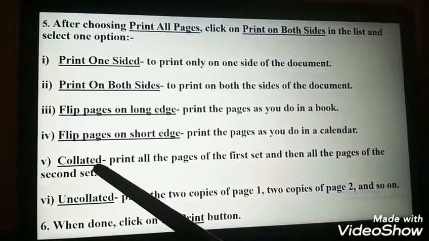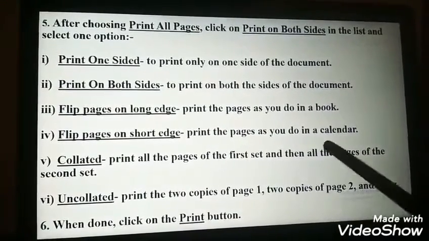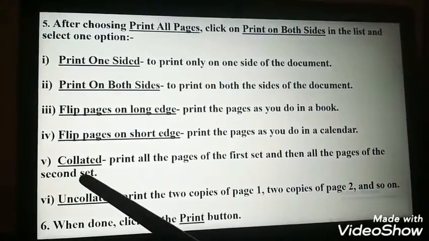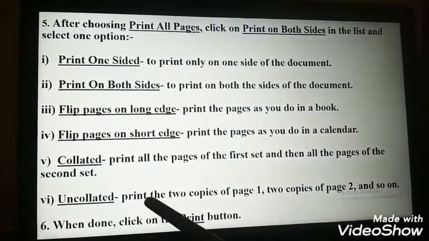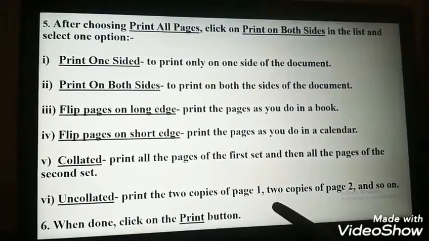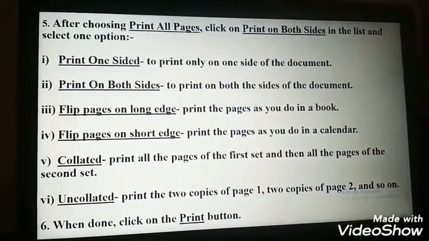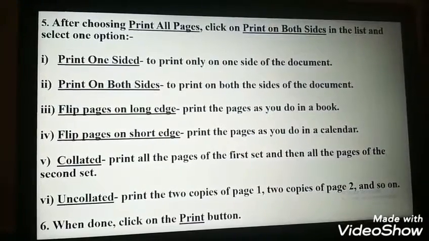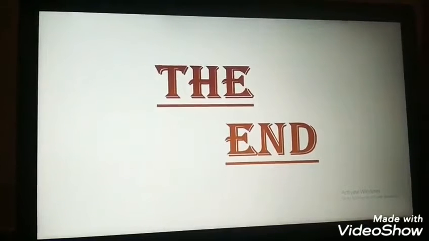Fifth one is collated. Collated means print all the pages of the first set and then all the pages of the second set. Sixth and last is uncollated. Uncollated means print 2 copies of page 1, 2 copies of page 2 and so on, 3 copies of page 3, 4 copies of page 4 and so on. When you have done all this, you have to click on the print button and you will be able to print your document. So students, here's the end of the chapter.